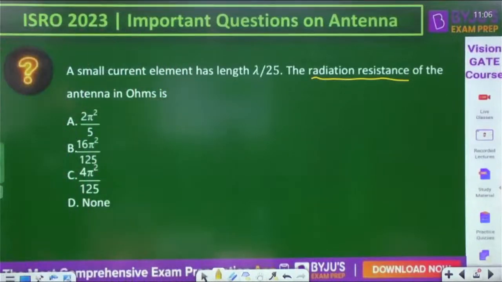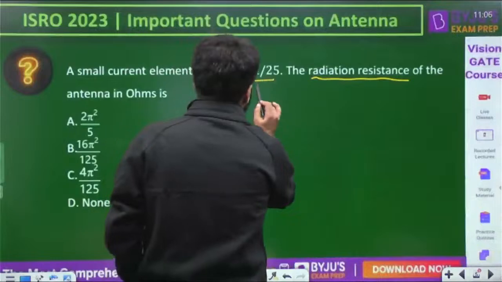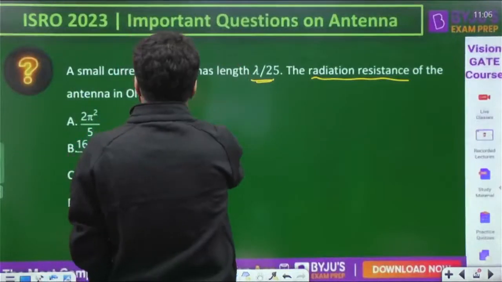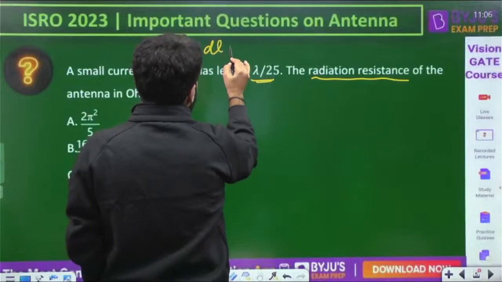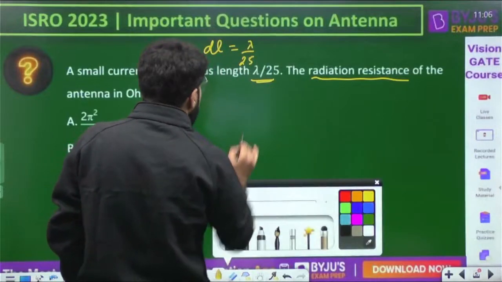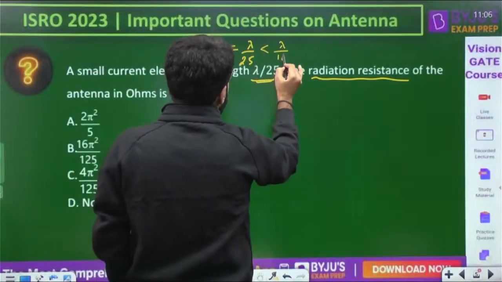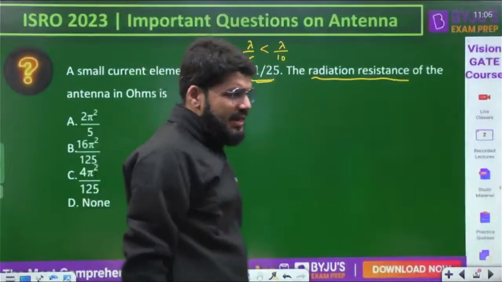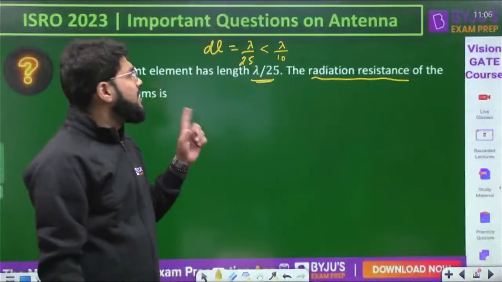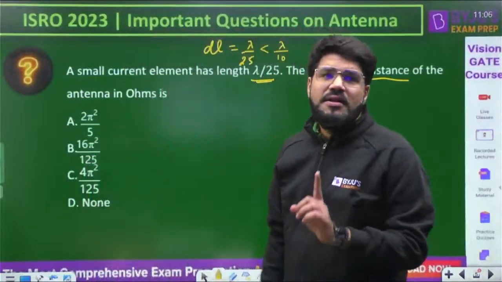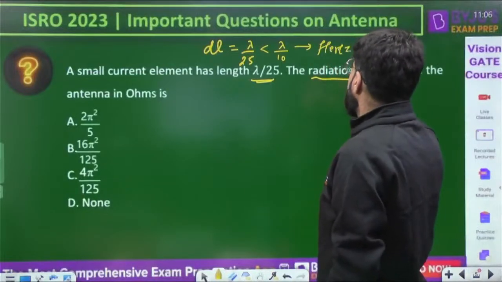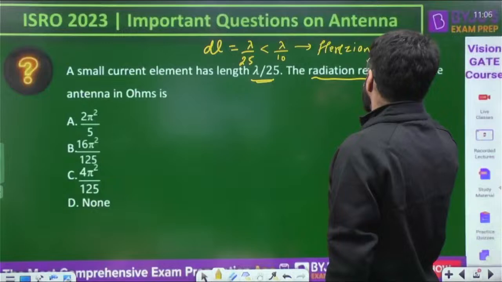So this small current element has the length lambda by 25. What is the radiation resistance for this? First of all, it's a very small length. Let's call it dl, and that is given to you as lambda by 25. Is this dl less than lambda by 10? Whenever the length is small, smaller than 10% of the wavelength, that small current element is known as the Hertzian dipole.